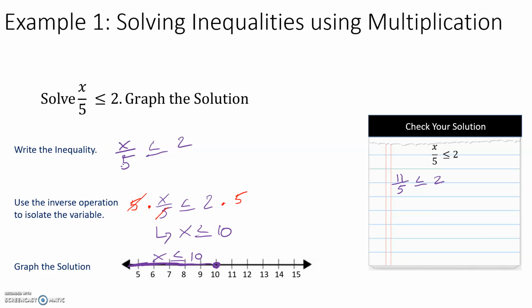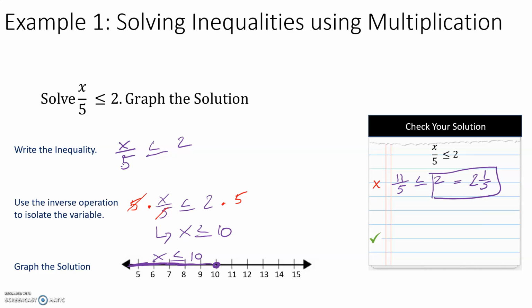I'm not going to do the inverse operation because I replaced the variable. So 11/5 is 2 and 1/5. Am I looking at whether 2 and 1/5 is less than or equal to 2? Is that true? The answer is no. So that 11 is not good.